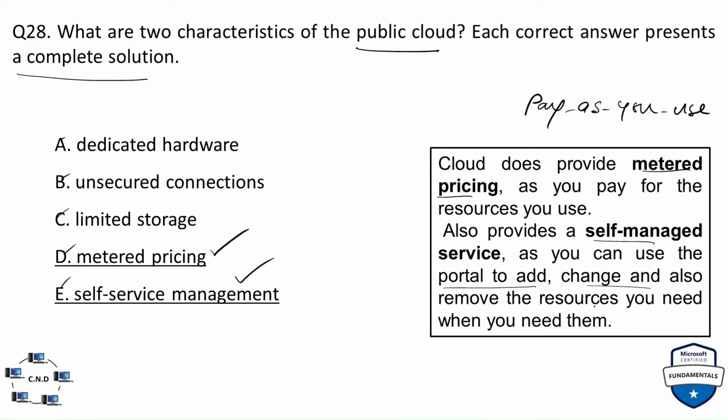Similarly, the cloud also provides a self-managed service, as you can use the cloud portal to add, change, and remove the resources you need when you need them. So this is a self-service portal where you can administer it yourself. You can add resources, you can remove resources, and all that. So these are the two advantages or two characteristics of the cloud.